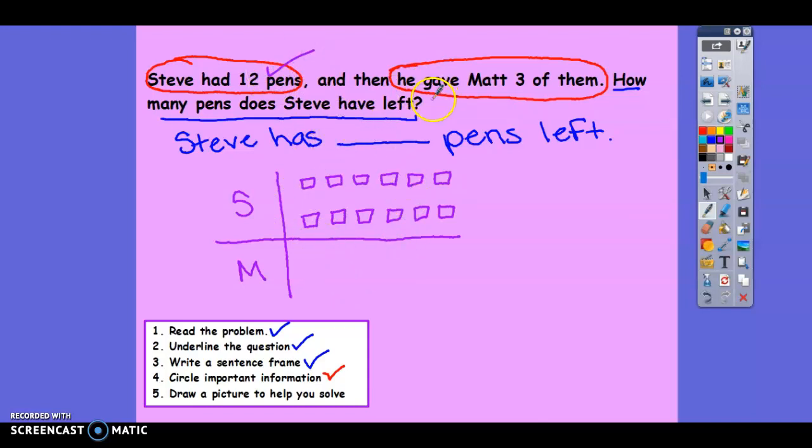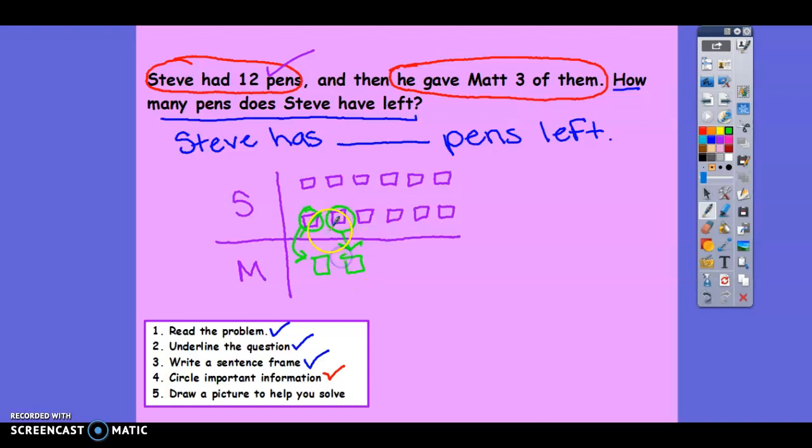Now, it says he gave Matt 3 of them. So notice it doesn't tell us that Matt had any on his own. It said that Steve gave Matt 3. So what that really tells me is I need to take 3 of Steve's away and give them to Matt. So I'm going to use a different color to show this. All right, so he took 3 away from Steve. So we're going to circle this one, and we're going to move it down to Matt's. And then we can cross it out on his.